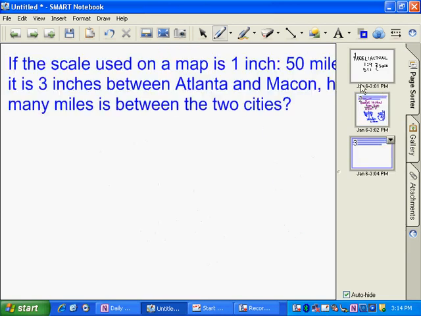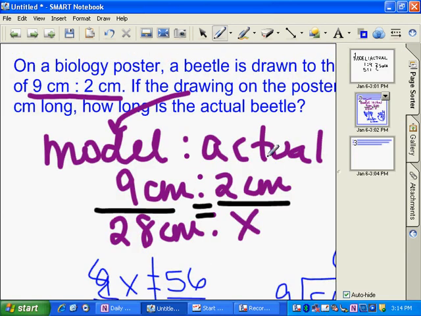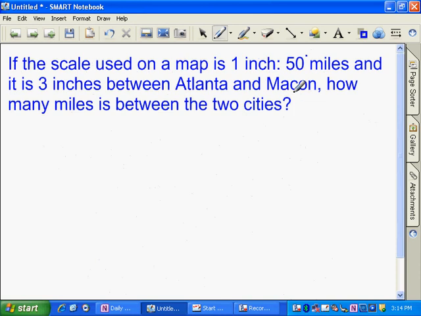So the next example I'm going to show you, in this example, I'm sorry, we were enlarging. The model is a larger version of the actual item. I'm going to give you an example of where it's reduced, okay? If the scale used on a map is 1 inch to 50 miles, so that's the scale it's already given, model to actual, the model is 1 inch, it's actually 50 miles, so you can see where we've shrunk what's actually 50 miles, we've reduced it down to 1 inch. And it is 3 inches between Atlanta and Macon. How many miles is between the two cities?